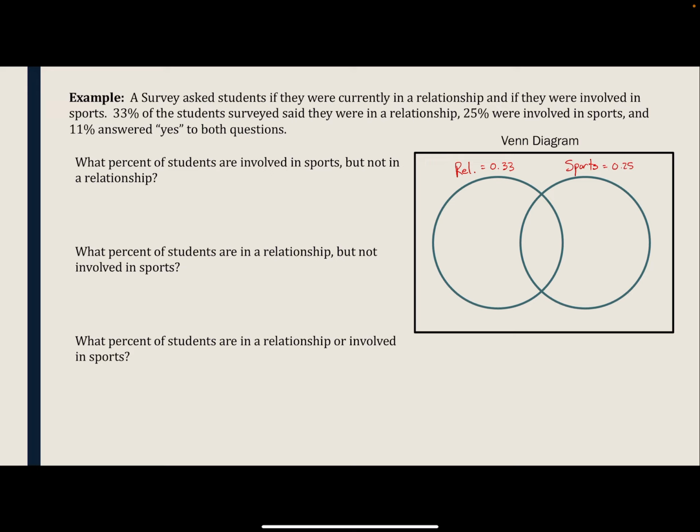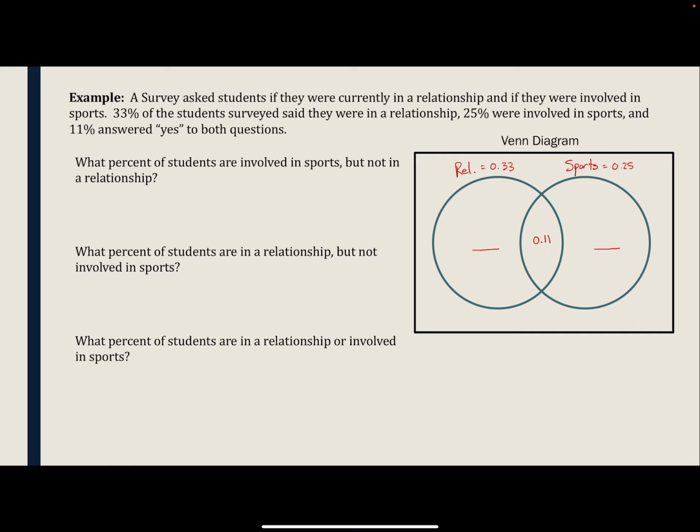We put the probability that people say yes to both in the middle of the circles. So the 11% that answered yes to both of these questions, we're going to put that number here. And then we want to calculate the value that goes here. That value will be the students that are in a relationship but not in sports. And the value over here will be the students that are in sports but not in a relationship.